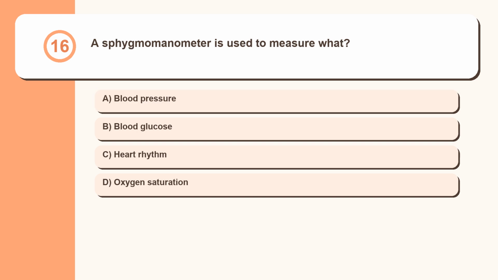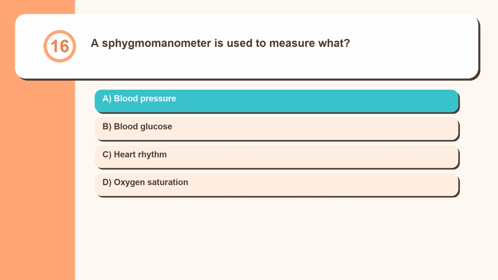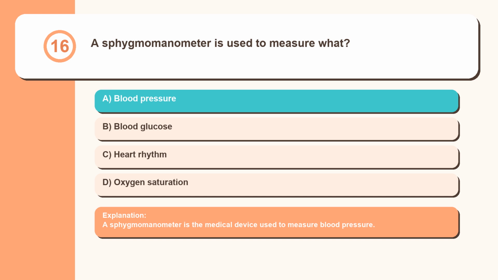Question 16. A sphygmomanometer is used to measure what? Blood pressure, blood glucose, heart rhythm, oxygen saturation. A sphygmomanometer is the medical device used to measure blood pressure.